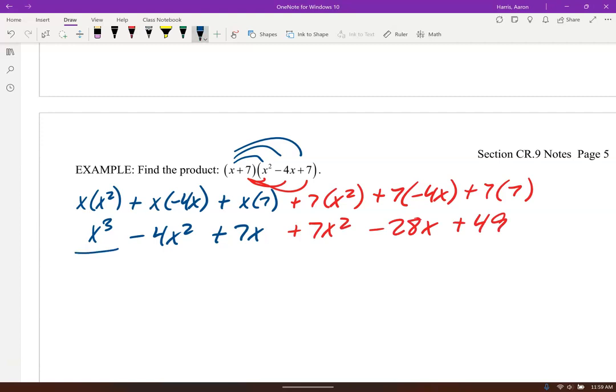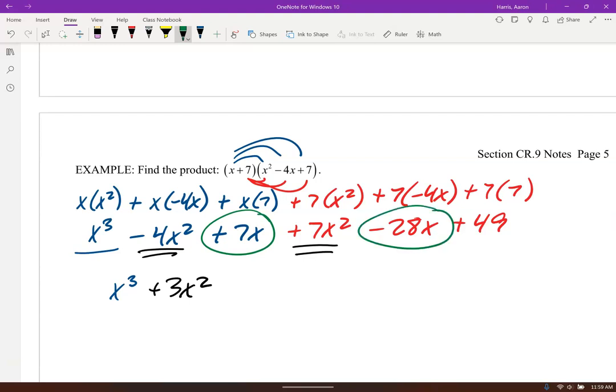Looks like that's my only x cubed, so now I'm just combining like terms. Negative 4x squared plus 7x squared, that's what, a 3x squared? And then 7x minus 28x, what's that, negative 21x? And finally, plus 49 on the end. I should have boxed that or something, the constant on the end there.